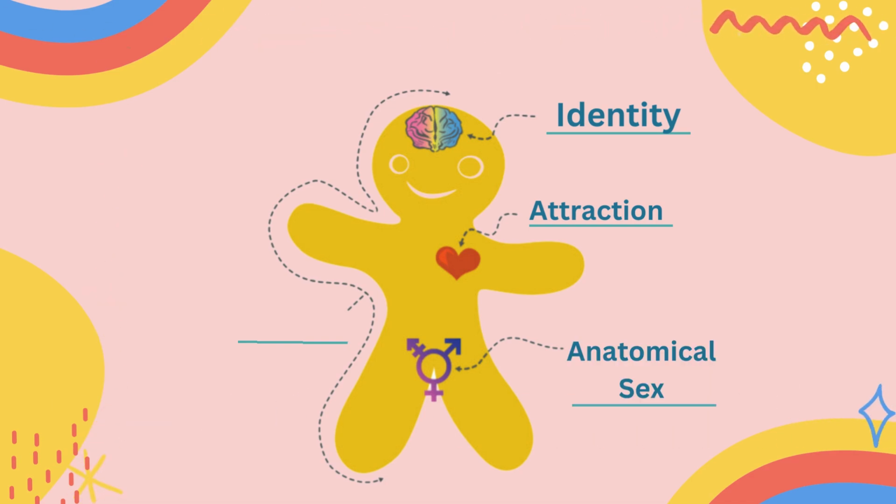Next, we have anatomical sex, referring to the physical makeup of our bodies, and specifically the body parts we've named as sex characteristics. These are the primary traits that we're born with, and the secondary ones that we might develop later in life.